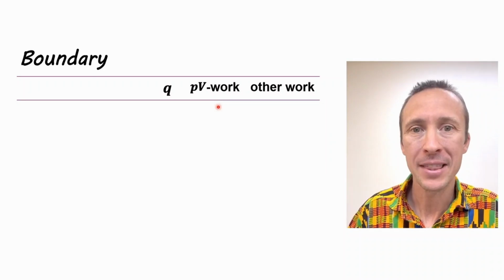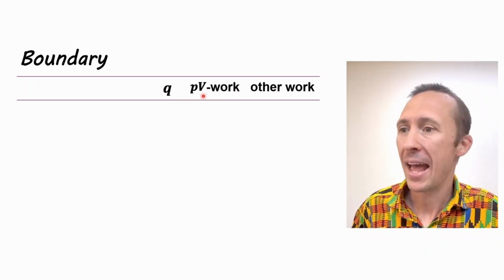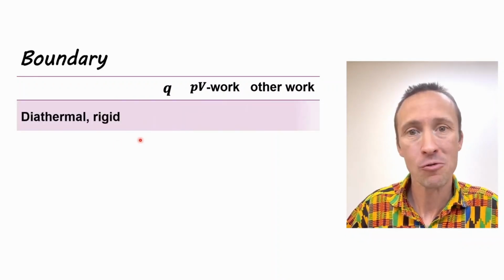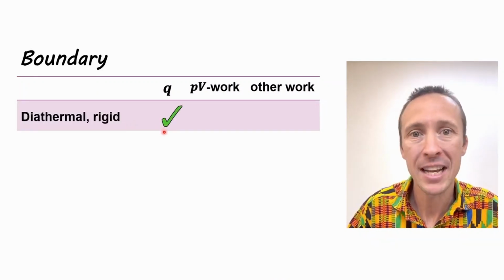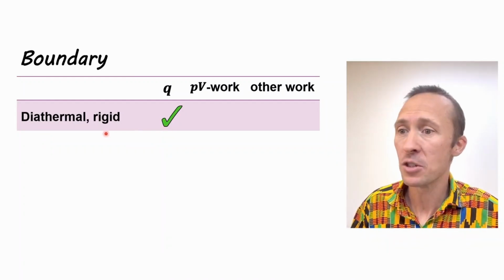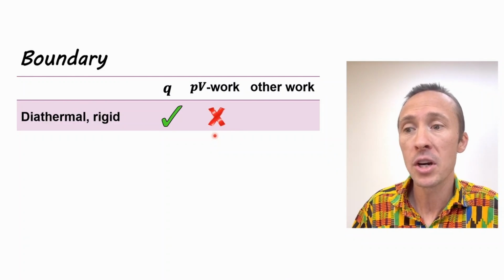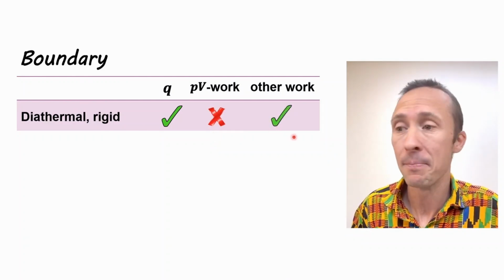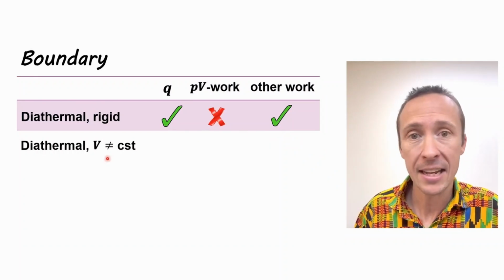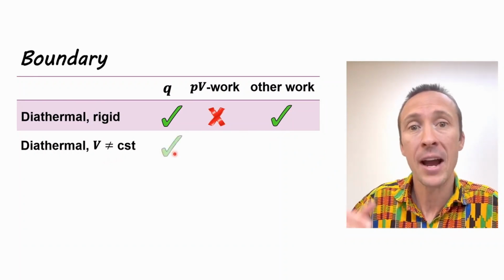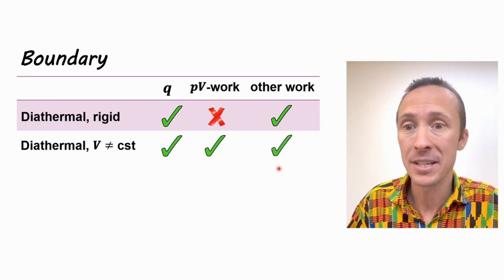So for boundaries, we think about energy being transferred as heat or being transferred as work. And if the boundary is diathermal and rigid, it allows for heat transfer because it's diathermal. If it's rigid, it can't expand or contract, so it doesn't allow for expansive or pressure volume work. But other work, like electrical work, may be permitted. If that diathermal wall is not rigid, then it can expand, so it allows for heat transfer and pressure volume work, and possibly other work as well, depending on the process.